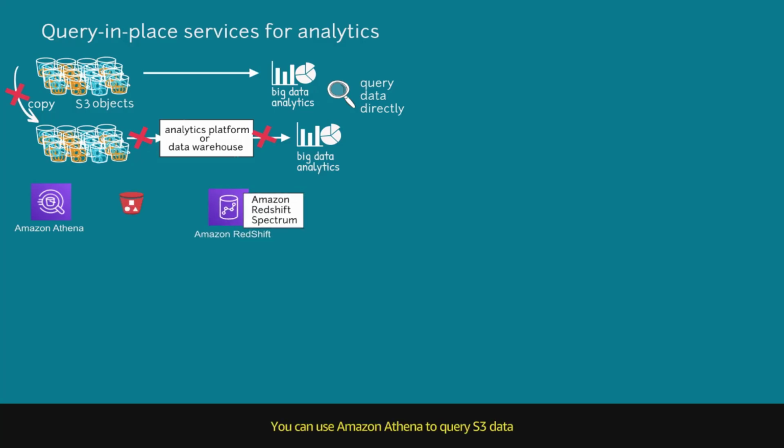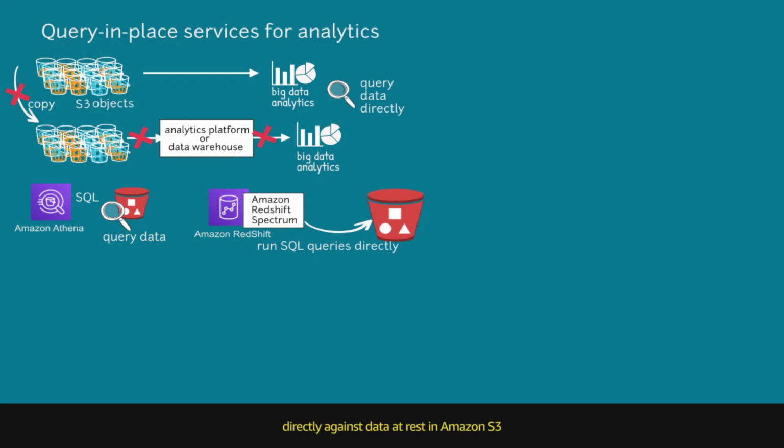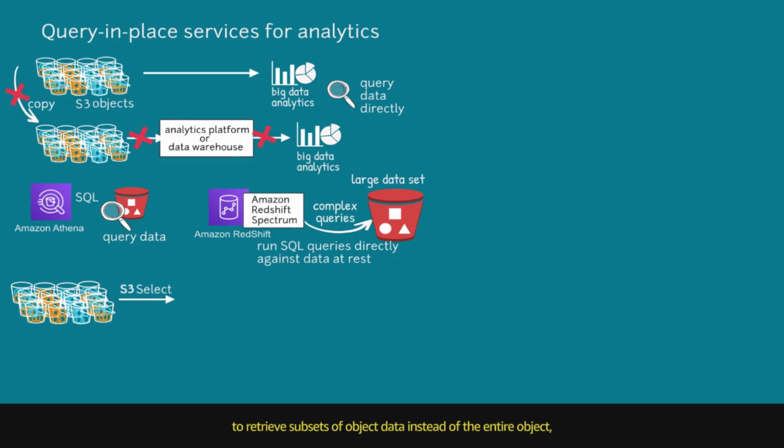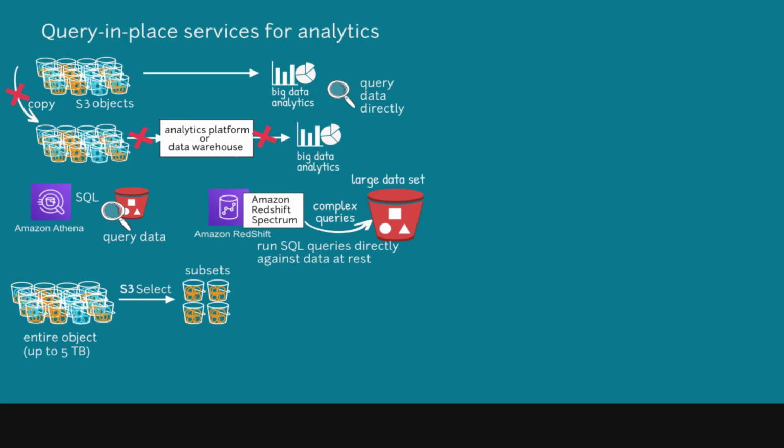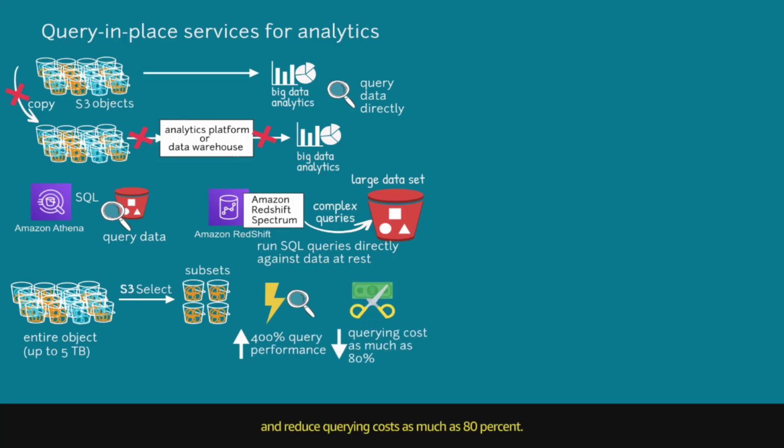You can use Amazon Athena to query S3 data with standard SQL expressions. Amazon Redshift Spectrum also runs SQL queries directly against data at rest in Amazon S3 and is more appropriate for complex queries and large data sets up to exabytes. You can also use S3 Select to retrieve subsets of object data instead of the entire object, which can be up to 5 terabytes in size. It is designed to increase query performance by up to 400% and reduce querying costs as much as 80%.